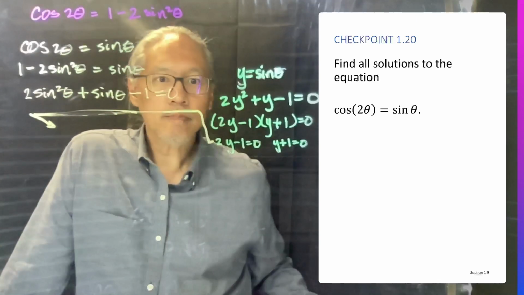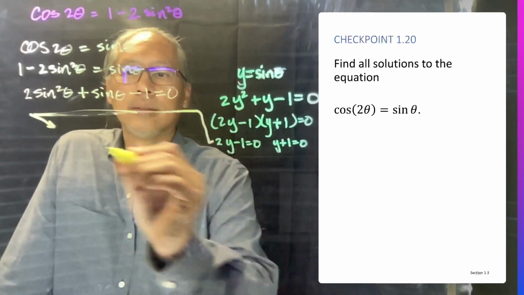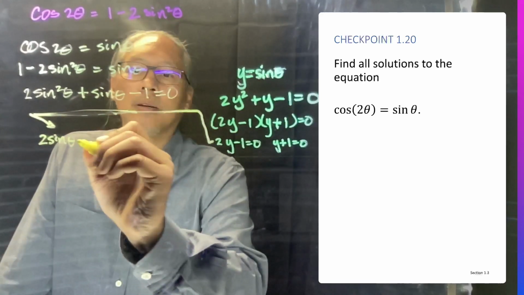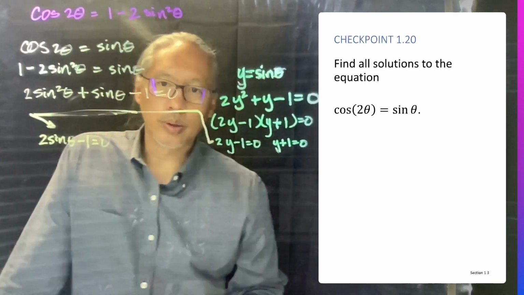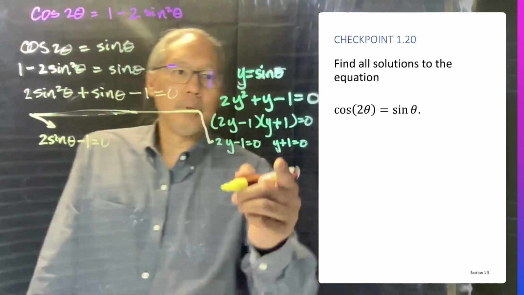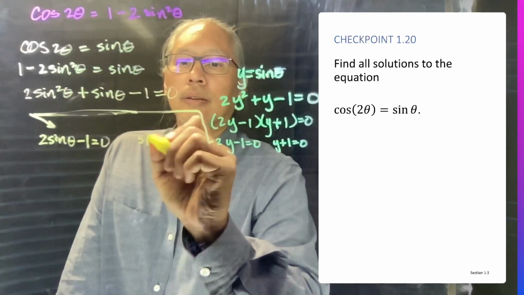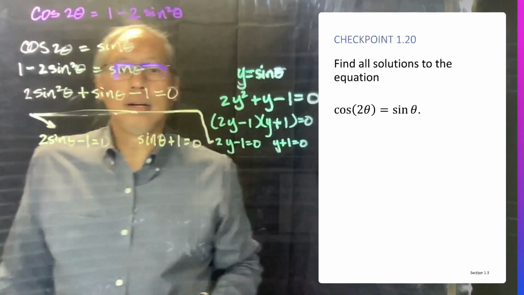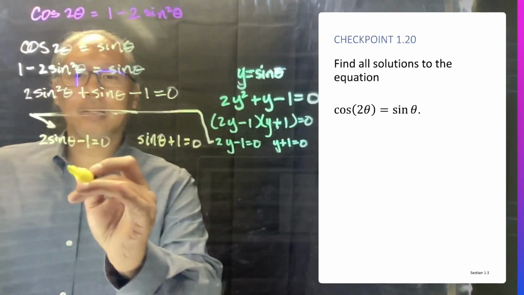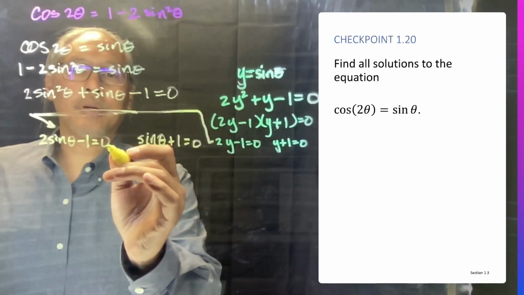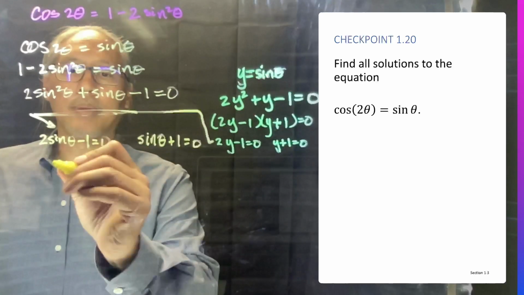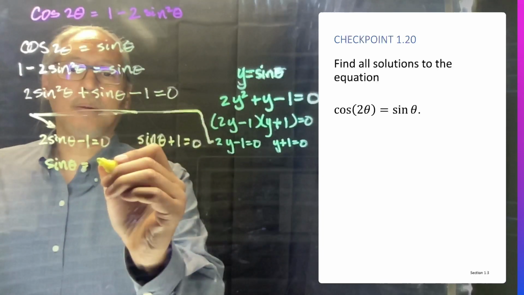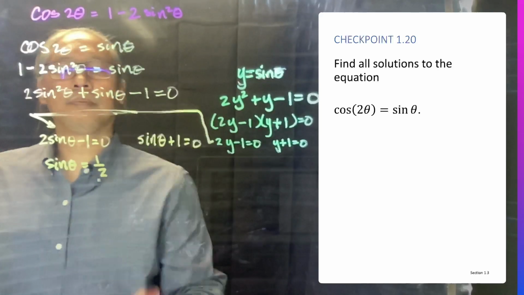And we know that 2 sine theta minus 1 is equal to 0. We'll work that out. And then we also know that sine theta plus 1 equals 0. We'll do them separately, so let's work on this one first. We'll bring this over. That would be a positive 1, and then we'll divide by 2. So sine theta is equal to positive 1 over 2.